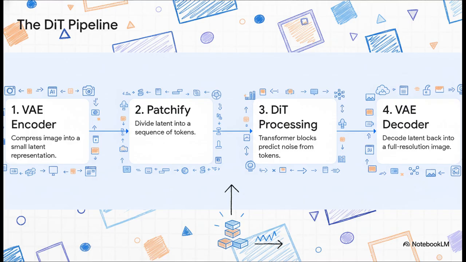So step one, you take your image and run it through a VAE encoder. This squishes it down into a much smaller latent representation. Think of a 256 by 256 image becoming, say, a 32 by 32 latent with 4 channels. That's a huge reduction in the spatial dimensions. And that's the thing they work with. This smaller latent gets chopped up into patches, and those patches get fed into the transformer, which does the heavy lifting of predicting the noise.